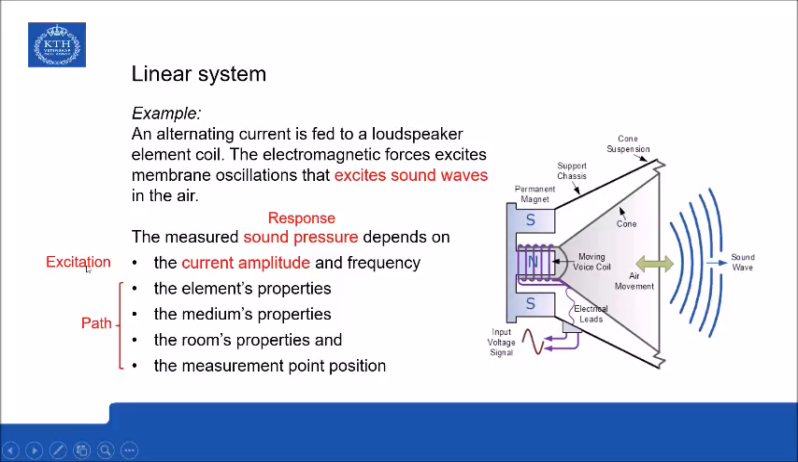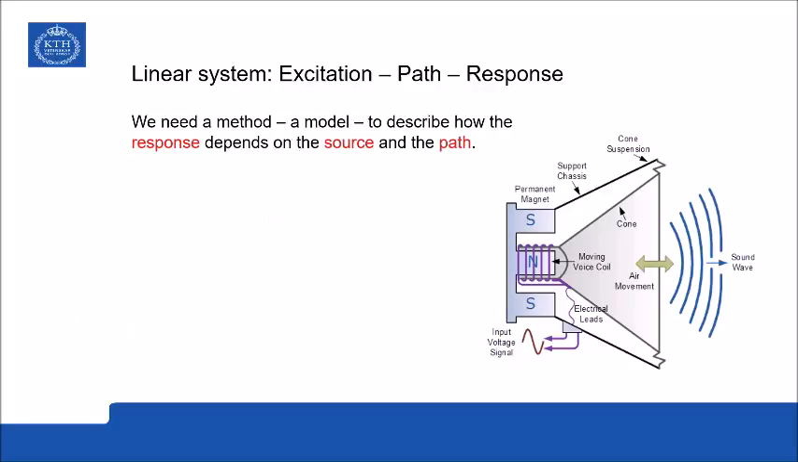So these three parts, components, constitute the excitation-path-response model of a linear system. And we need, of course, now a method, some kind of model, to describe how the response depends on the source properties, the excitation, and the path between the source and the response. And that is where this linear system model comes in.